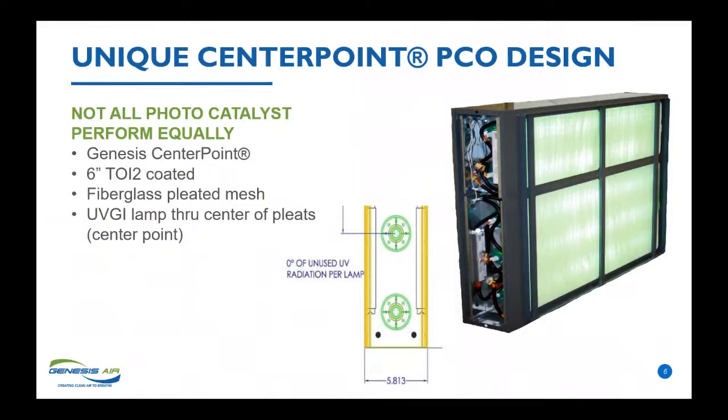By the use of the center of the panel as the source of energy, it irradiates outward onto a mesh that's coated with titanium dioxide. It's a 6-inch pleat on 1-inch centers, so the airspeed, or the surface velocity, face velocity, is much slower, and having the lamps through the center of the panel ensures even energy distribution. Let's move on.